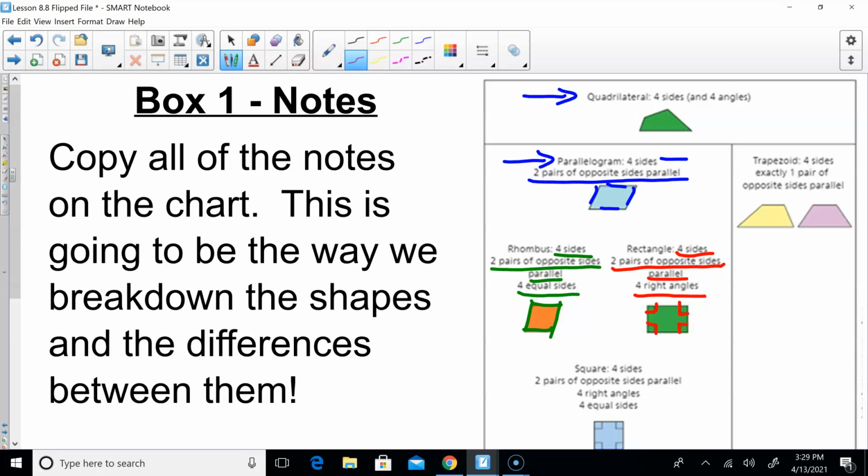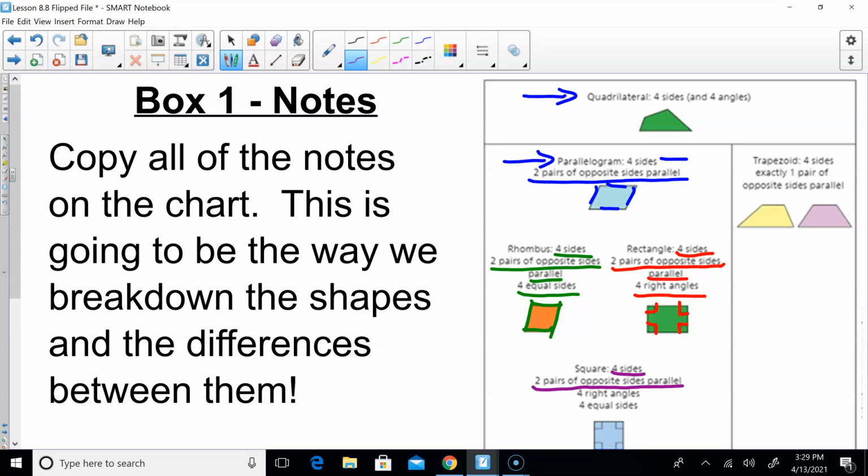And we're on that last one on this quadrilateral side. We have a square. So let's break down how a square fits. A square is a quadrilateral because it has four sides. A square is also a parallelogram because it has two pairs of opposite sides parallel.